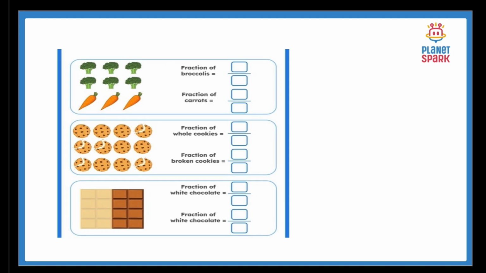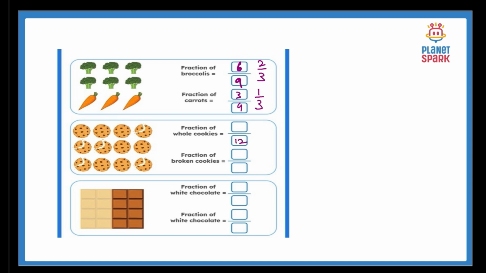Now in this question we have to find out the total fraction of the broccoli we have. Now total number is 9 and out of 9 I'm having 6 broccoli. So it is 6 over 9. 6 and 9 both can be divided by the table of 3. So it would be 2 over 3. Carrots are 3, so the fraction will become 3 over 9. Again in simplest form, dividing by 3, I'll get 1 over 3.